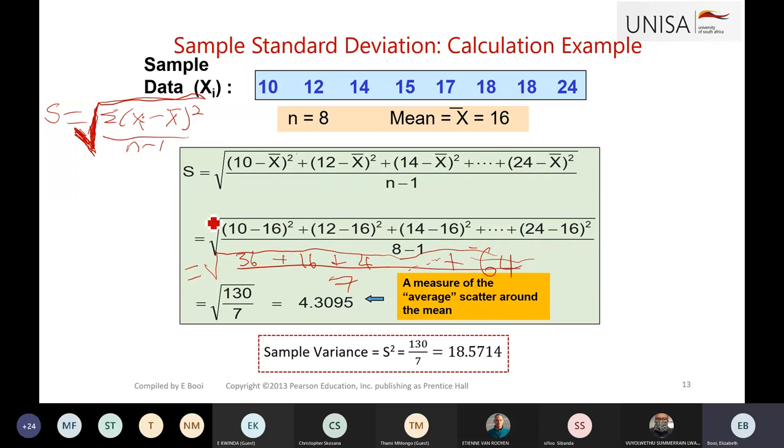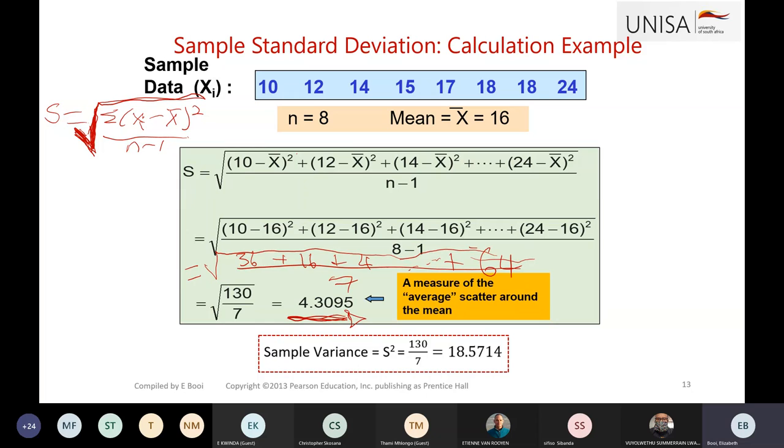And when you add 36 plus 16 plus 4 plus the other numbers up until 64, the answer you get is 130 divided by 7, and you take the square root of the answer you get. If I divide 130 by 7, I get 18.57143. And I take the square root of that answer, I get 4.3. That tells me how far apart my observations are from the mean. So the distance between my observations and the mean is 4.3, and that is the standard deviation.